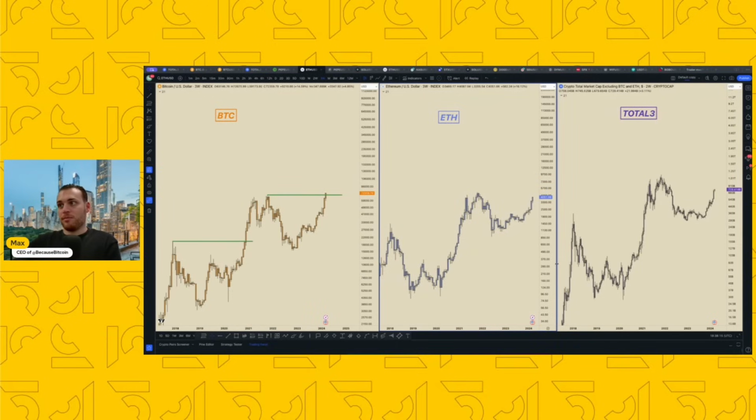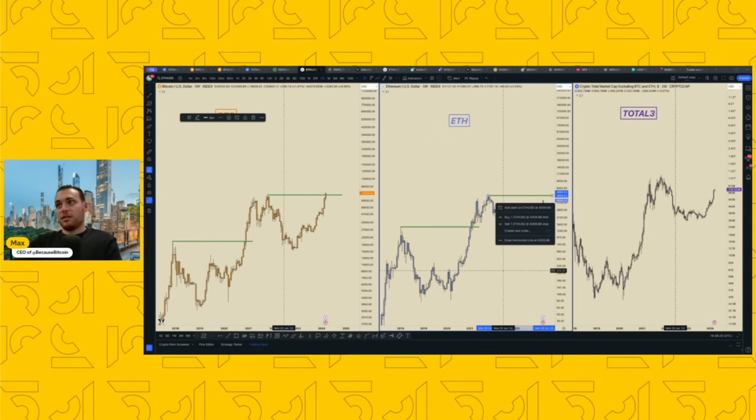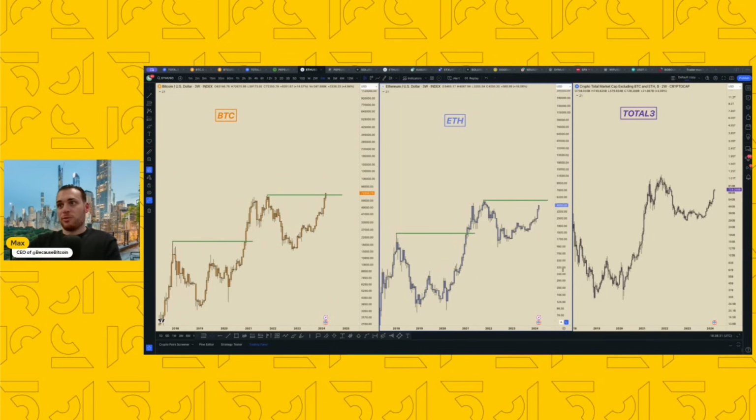Now let's do the same thing on ETH, guys. We're going to mark out the previous 2017 all-time high, and then we're going to mark out last cycle's all-time high. Now, of course, one obvious difference between Bitcoin and ETH, you can see that ETH is still well below its previous all-time high, and Bitcoin is now above.